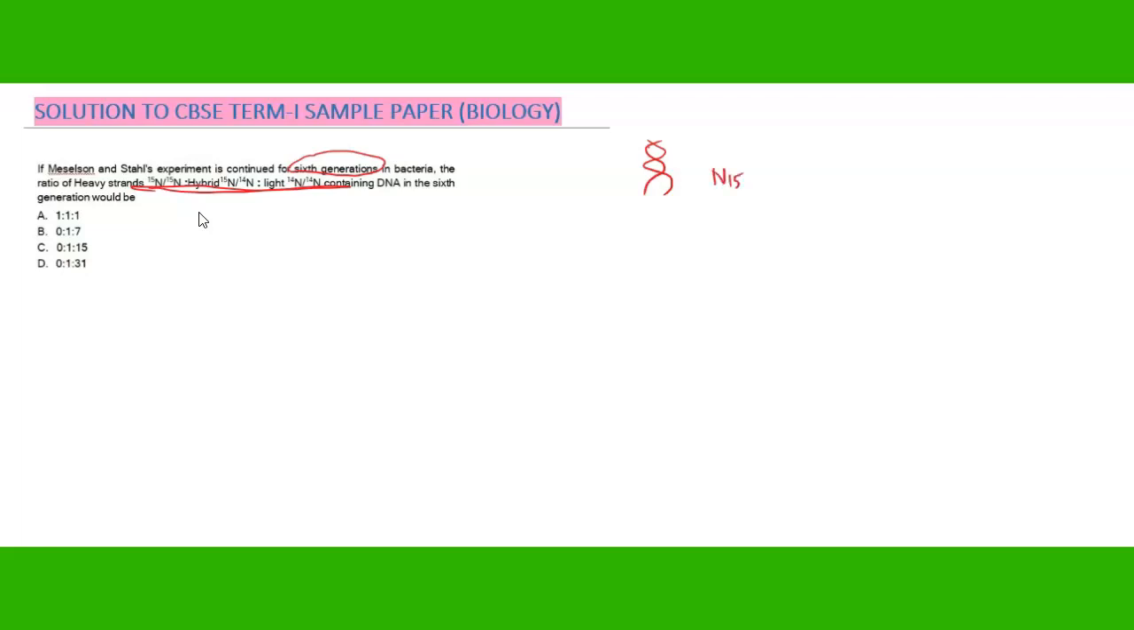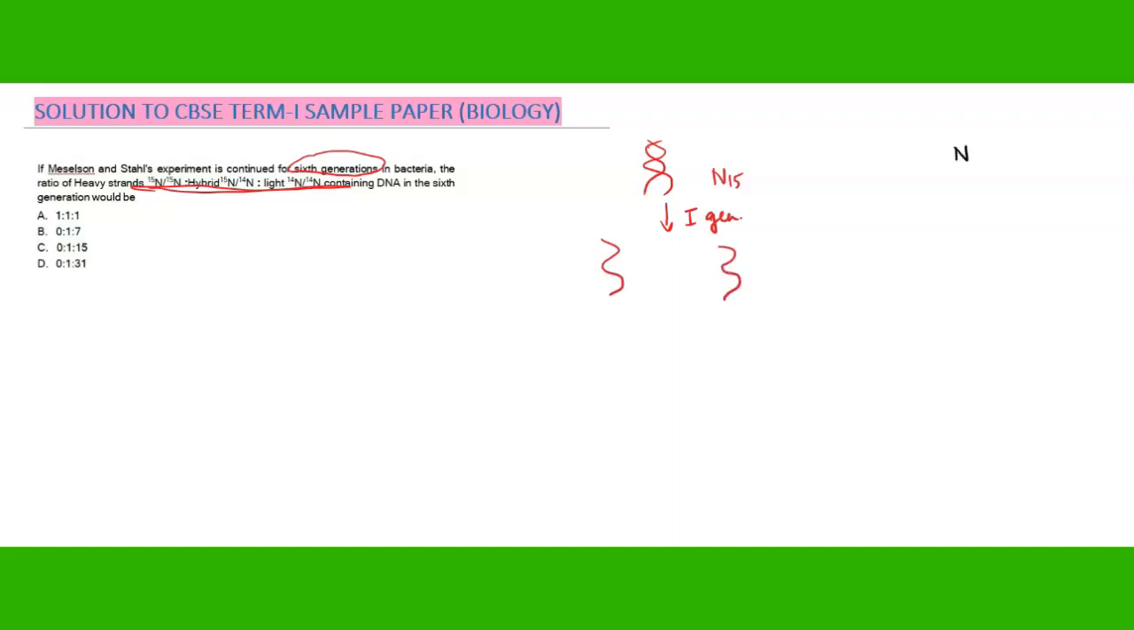Suppose the red labeled are your N15 that we used in the beginning. Now our first generation started after it, so from here on it will be our first generation, and in this generation, if you remember, N14 or the lighter isotope was used, right?